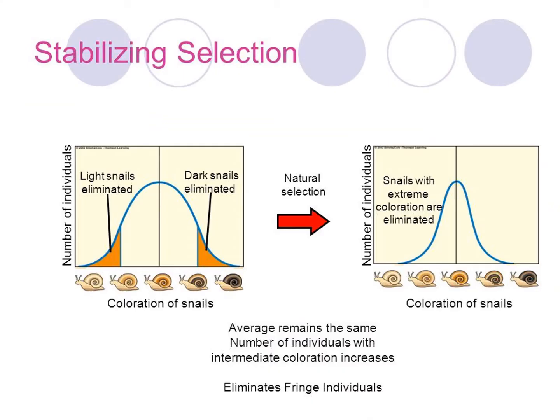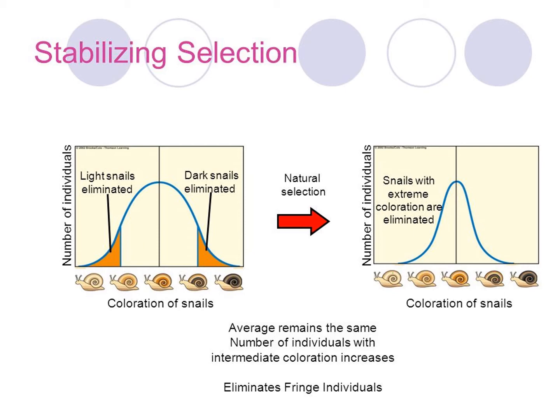Okay, so then we have stabilizing selection. So stabilizing selection occurs when the extremes are selected against. So here we have the coloration of snails, and the light snails and the dark snails don't do as well. But the mid-color snails have higher fitness, they're more likely to survive and reproduce. So because of that, the curve you can see is narrower after selection occurs.